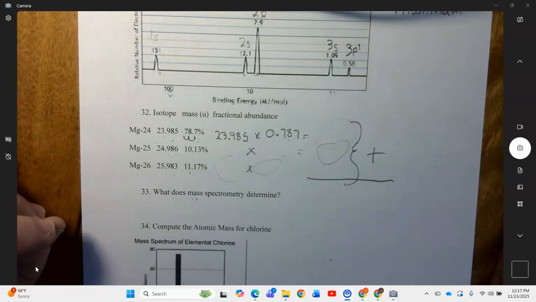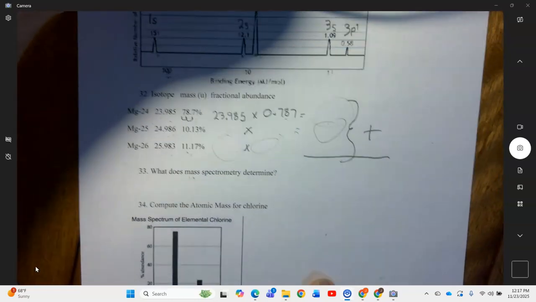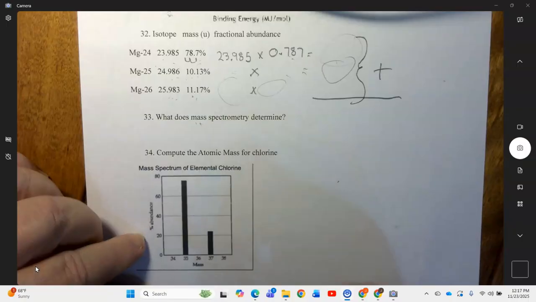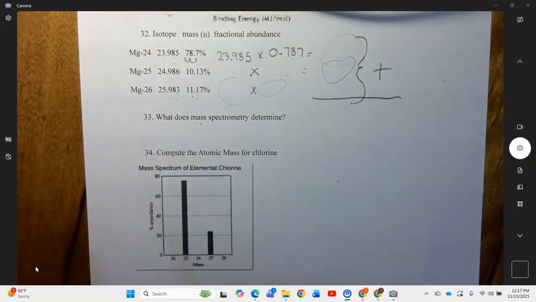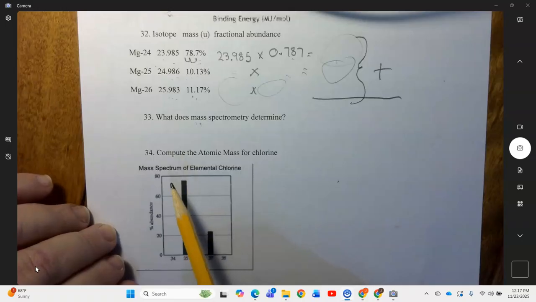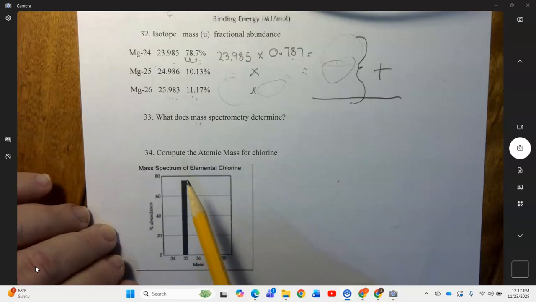Okay, compute the atomic mass for chlorine. You have to ask yourself if this is a percentage over here or a base peak. The way you tell is the highest line on a base peak will always be 100. Well, this highest line is not 100. It's something below 80, and you can estimate what that is. I think it's about 78. If it's not a base peak, they have to add up to 100. So if this is 78, then this is going to be 22%.